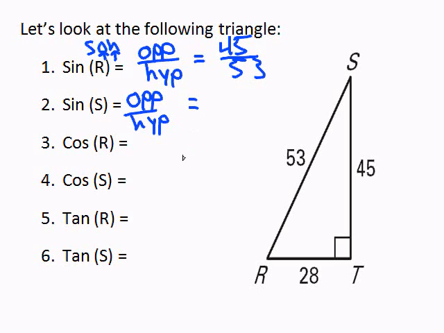But this one's going to be a little bit different because it asks us for the sine of angle S. See if you can write the fraction that's equal to the sine of S. Alright, we know that sine of S, again, is the opposite side, so the side that's opposite of angle S is 28. The hypotenuse of our triangle is still 53.